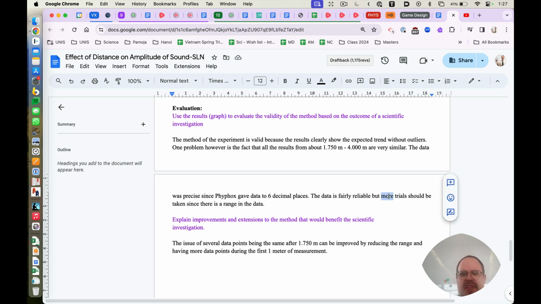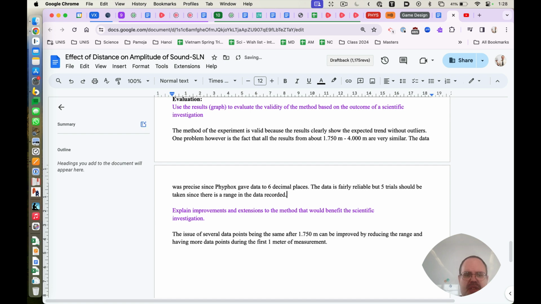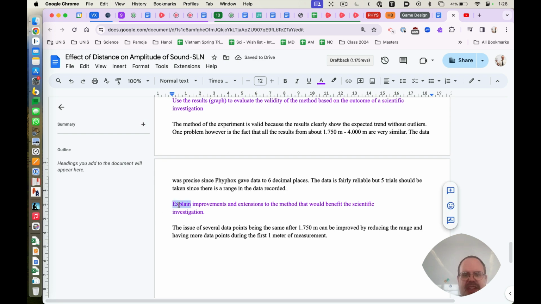More trials is kind of vague. I'm going to say 5 trials. That's what we do in DP. Since there is a range in the data recorded. Explain. I need to give the reason. Let's give a reason here.